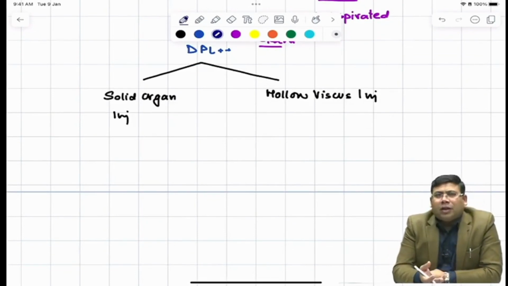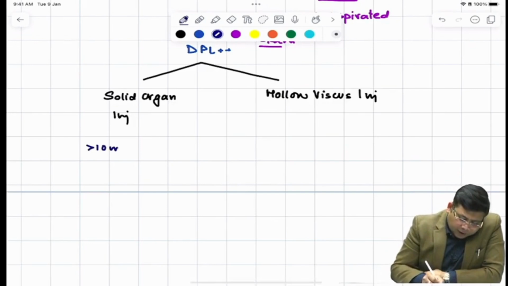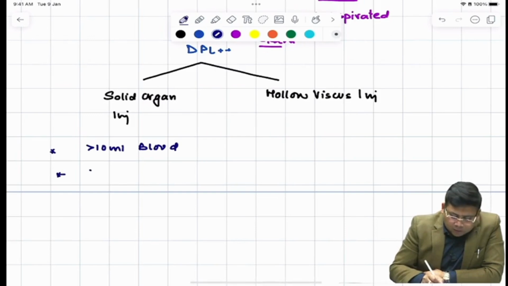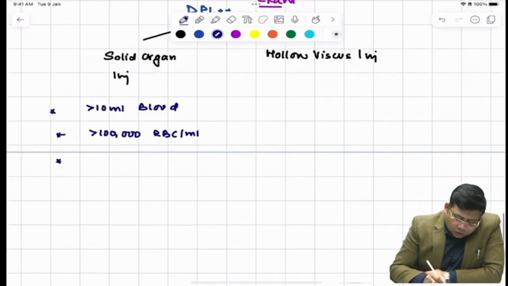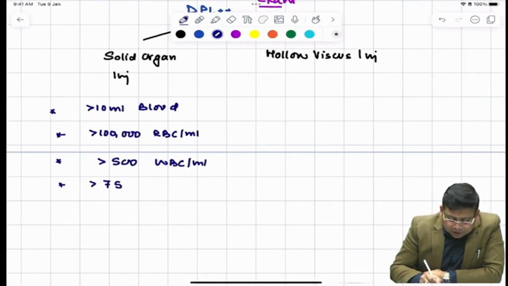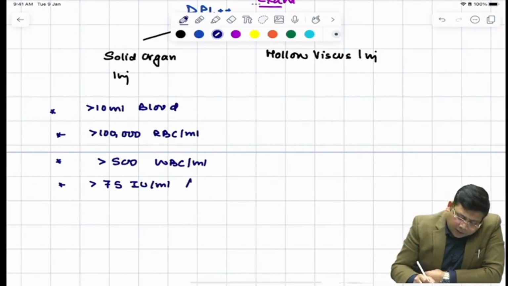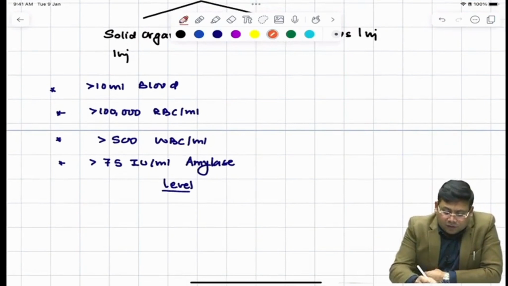When we talk about solid organs, they will bleed. So more than 10 ml blood on aspiration, or more than 1 lakh RBC per ml, or more than 500 WBC per ml, or, remember, more than 75 international units per ml if it is the amylase level. So an amylase level more than this is considered significant. This is very important.